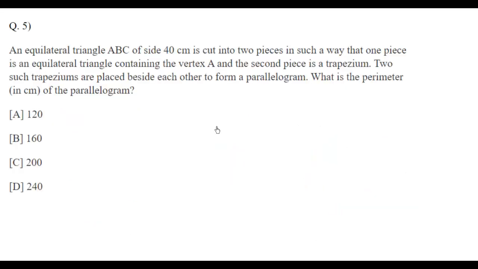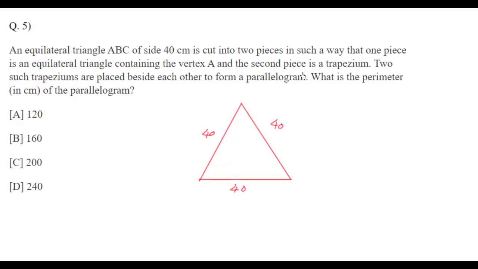Now let's take the fifth question. Here it says that an equilateral triangle ABC of side 40 centimeters is cut into two pieces. So first of all, let us draw the equilateral triangle like this. The length is 40 centimeters. So each one of them will be 40 centimeters, right?